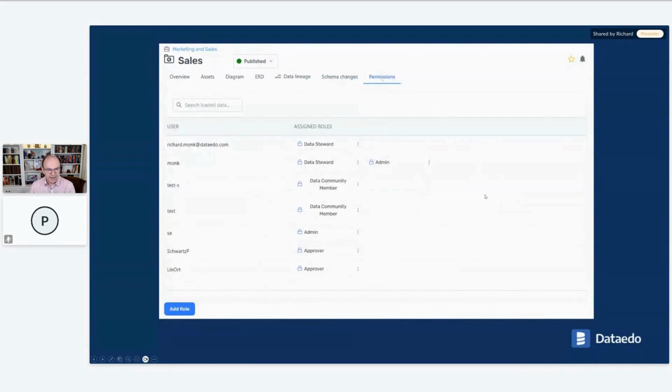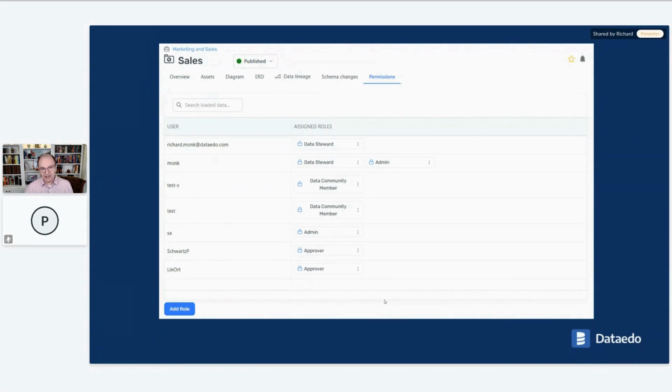Permissions. This is a tab that's visible only to administrators in Portal, and it allows the administrators to know which users have access to this subject area and what roles they have within that. So it's an administrative view so people can understand who has access and what they can do.